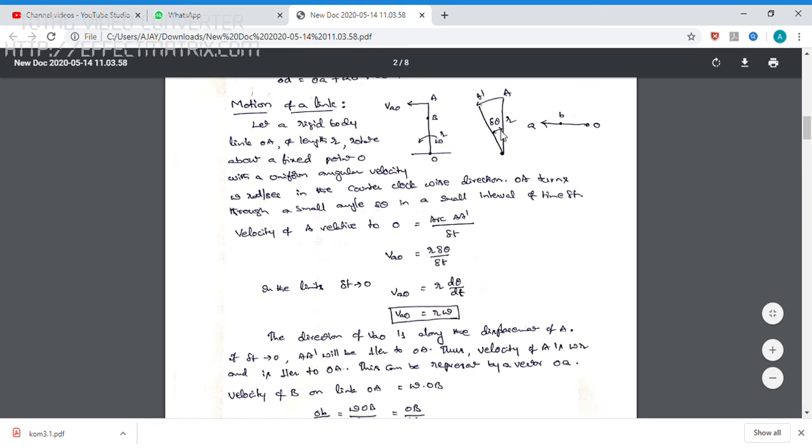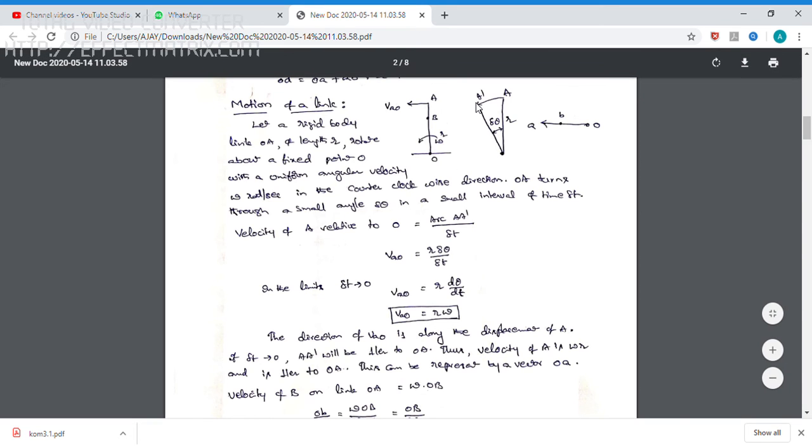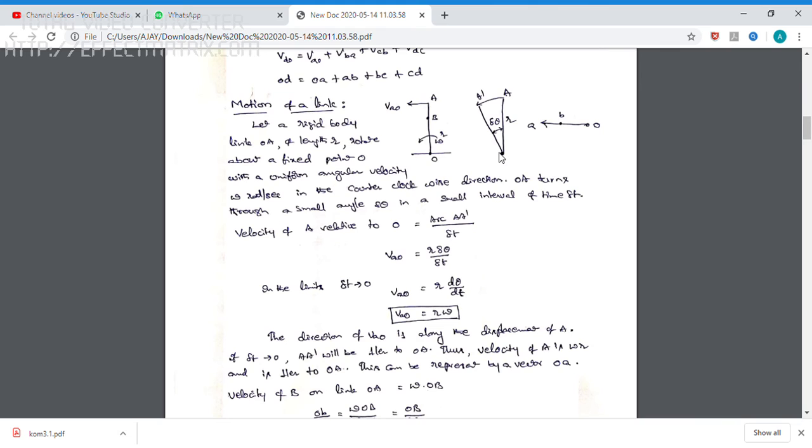Here, whenever it is moving to occupy A dash, it is rotating delta theta degrees. I have taken a small movement only. Whenever it turns, it is delta theta. I think you know very well. Suppose you want to find the velocity of A relative to O, what is the velocity formula? You know very well. Distance divided by time.